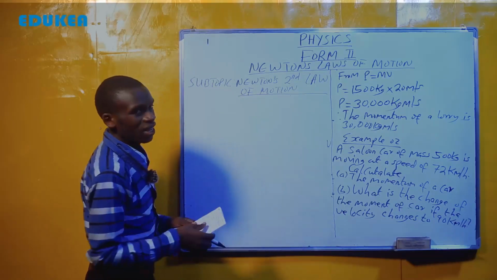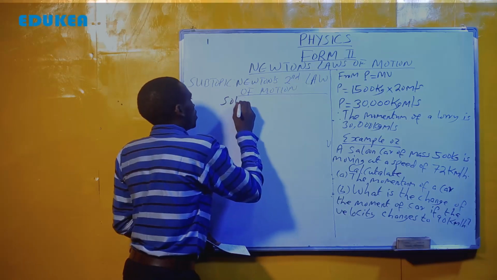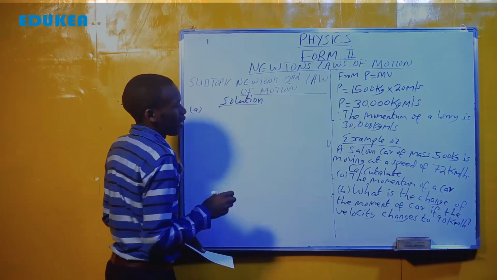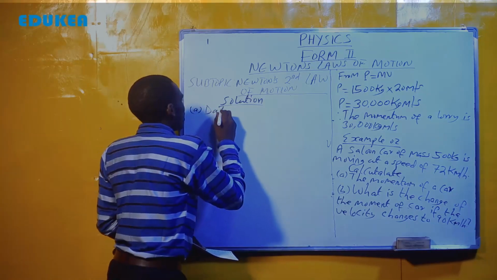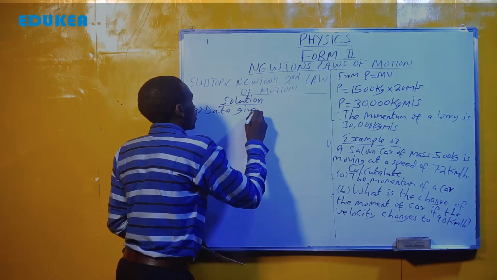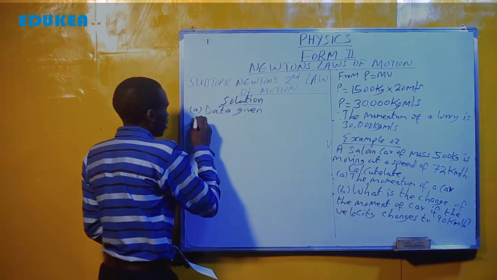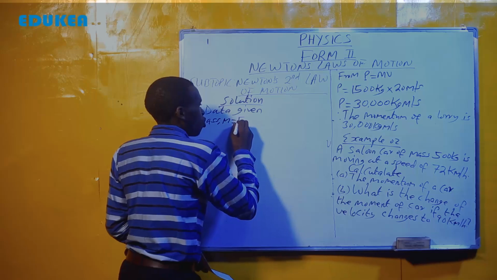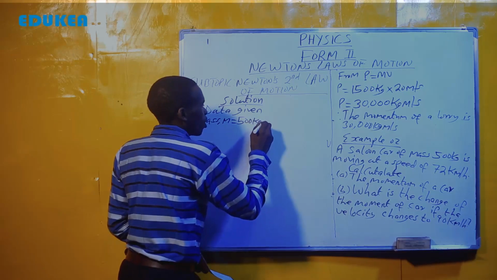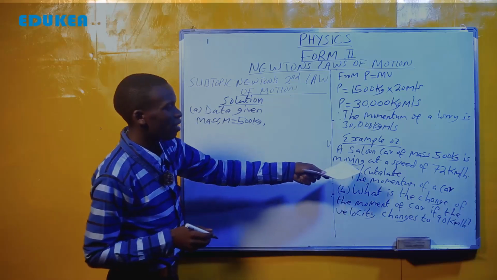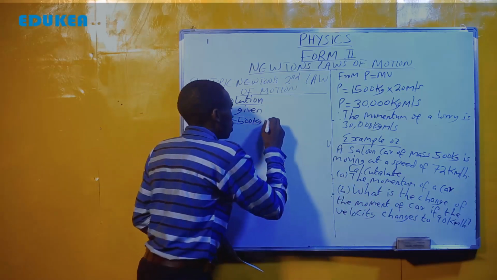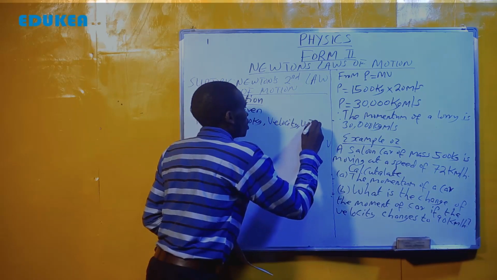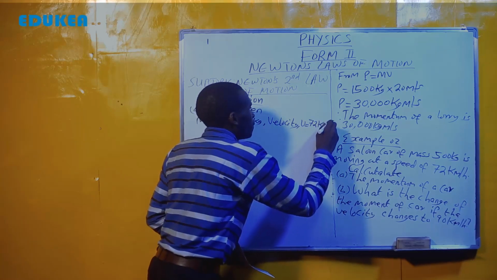Okay, let's do the solution of the question. A, write data given from the question. We are given mass of lorry, mass M, which is equal to 500 kilogram. Also, we are given the speed, which is velocity V, which is 72 kilometer per hour.